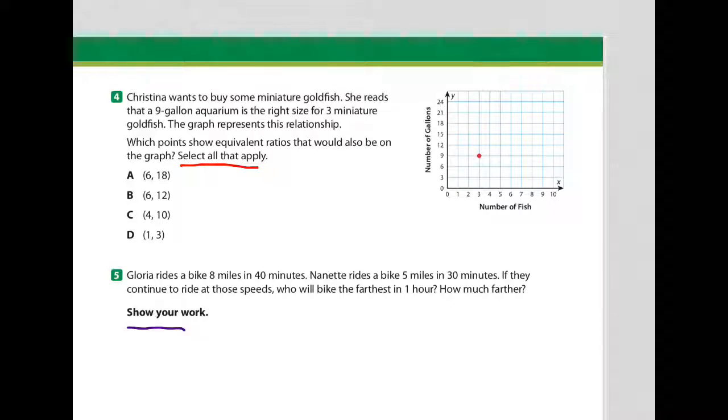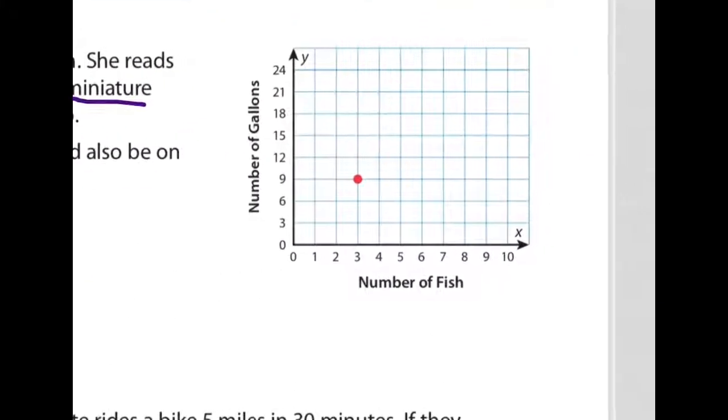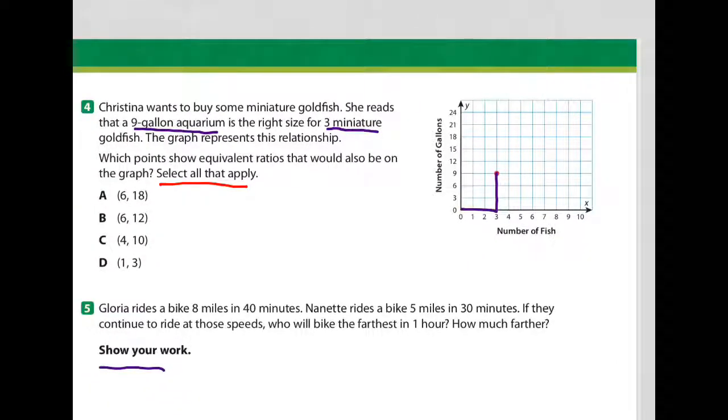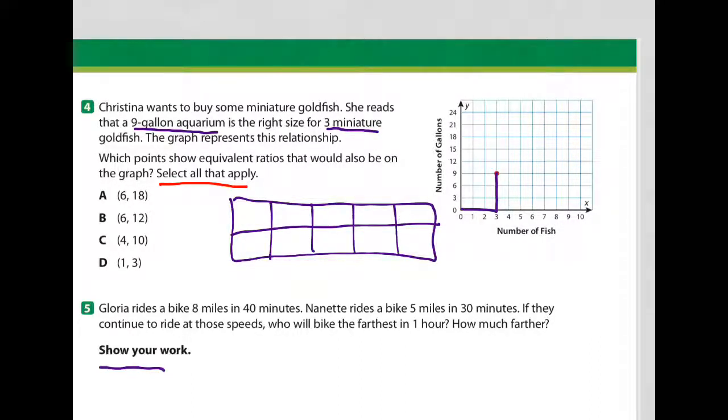So first, I want you to notice that the original ratio, that the 3 goldfish works for a 9-gallon aquarium, right? So if you look at the graph, there's 3 goldfish is 9 gallons. All right, so what I'm going to do is I'm going to make a ratio table. So let's see here. My ratio tables are beautiful, aren't they? So 3 goldfish. I have 9 gallons. Let me put gallons up here and goldfish down here. So 3 goldfish, 9 gallons. All right, so now notice the rule is times 3, because 3 times 3 is 9.